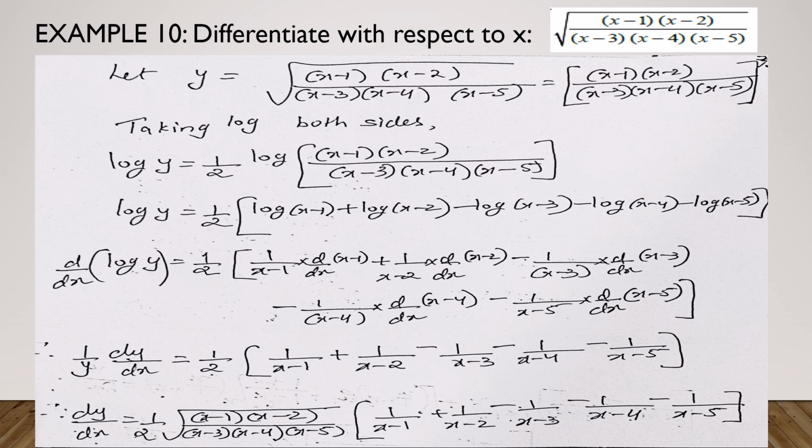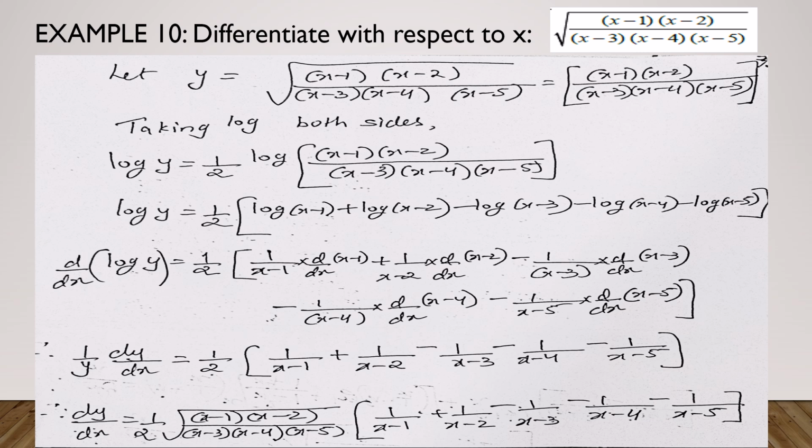Now we are having log of some fx upon gx type. So that is log fx minus log gx. And in the numerator you are having two functions which are multiplied. So you know when they are multiplied, the log is added, and when they are divided, the log is subtracted. So it will be simplified as log x minus 1 plus log x minus 2 minus the log of all the three, minus log x minus 3 minus log x minus 4 minus log x minus 5.